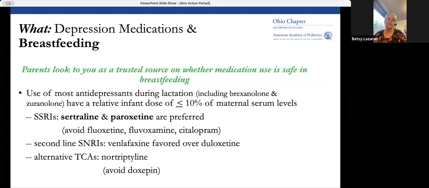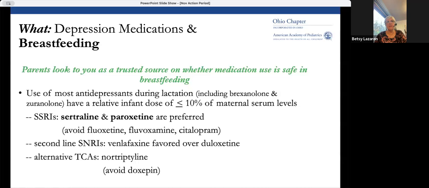The shorter-acting SSRIs, the ones that have a shorter half-life, such as sertraline, otherwise known as Zoloft, and paroxetine, known as Paxil, are preferred. You'd want to just as soon not use the longer-acting ones like Prozac or fluoxetine, or fluvoxamine, during breastfeeding. But for somebody who says SSRIs don't work for me, and they want to use something else, SNRIs like venlafaxine have worked well. And then tricyclic antidepressants have also been effective.